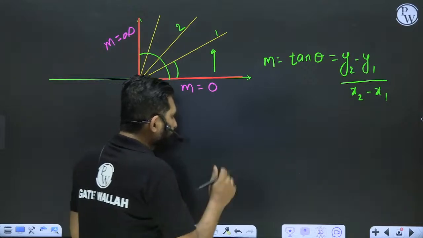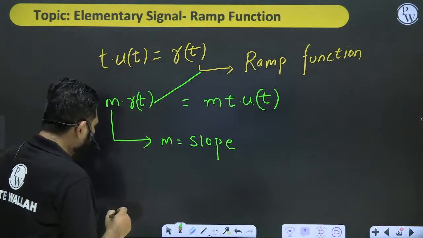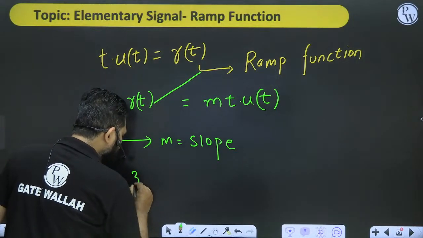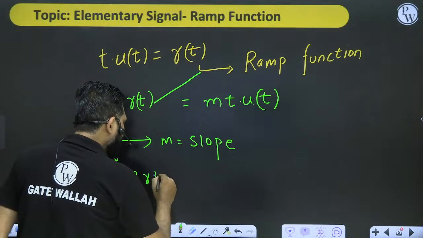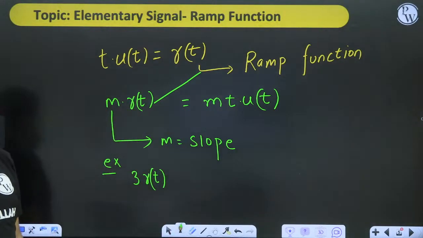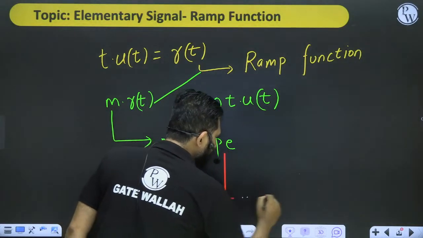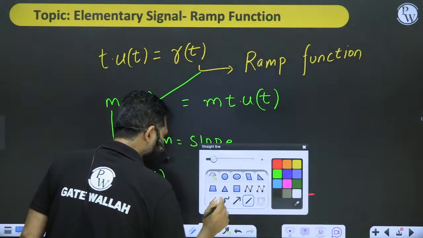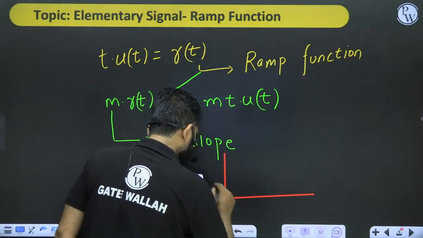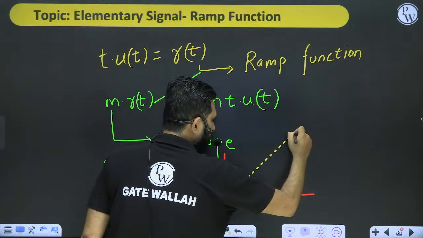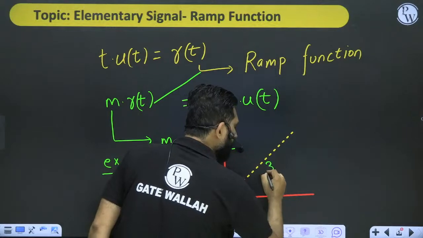So if I'm saying that this is a ramp function, and I have 3r(t), what is the meaning of this? For example, if I say I have 3r(t), the representation here is like this: that this value should be 3. This is 3.